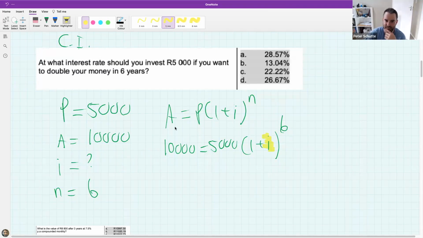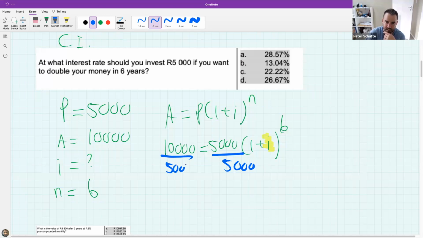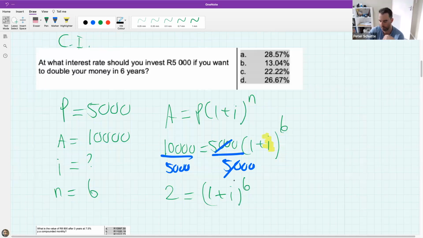Yes, Annie. Divide both sides by 5,000. And if you do that, if you had a 5,000 here and a 5,000 there, it would cancel out and we would get 2 equals 1 plus I to the power of 6. But we've got another problem now. What do we do to get rid of the 6? What undoes to the power of 6? It is the 6th root, yes.